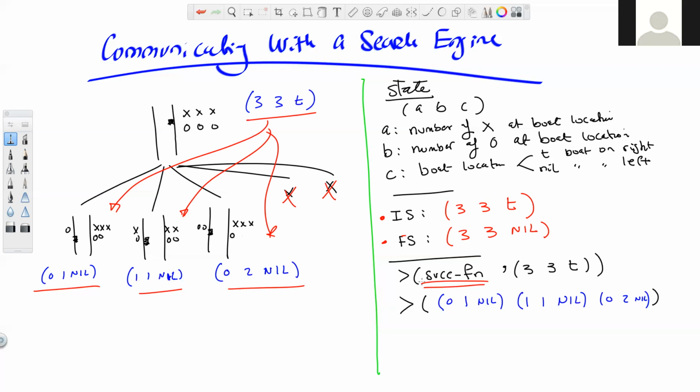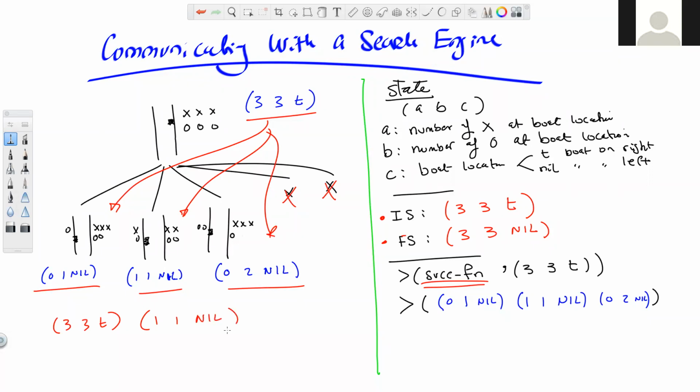And then the other thing it needs to know is how to test whether it has a final state. It's done, it can do its work. And you say, wait, what about the actions? Well, look, what it's gonna give you back is a state transition. It's gonna say, okay, start at 3, 3, and then go to this guy, 1, 1, nil.